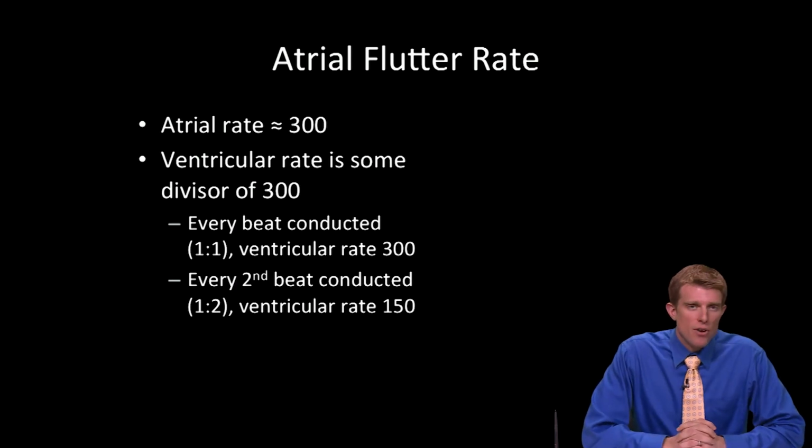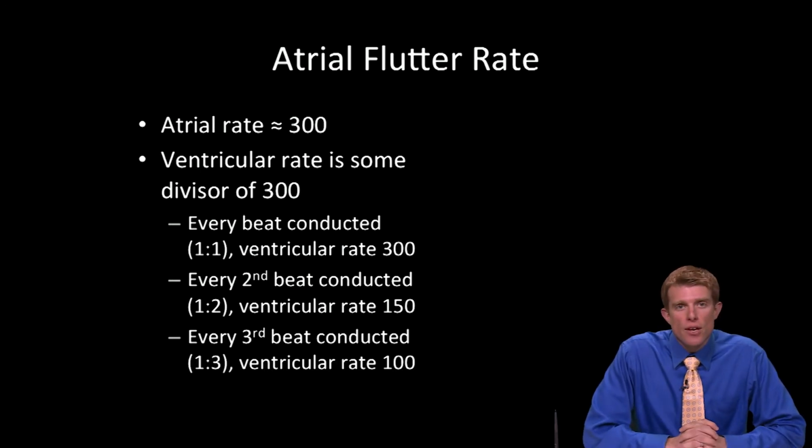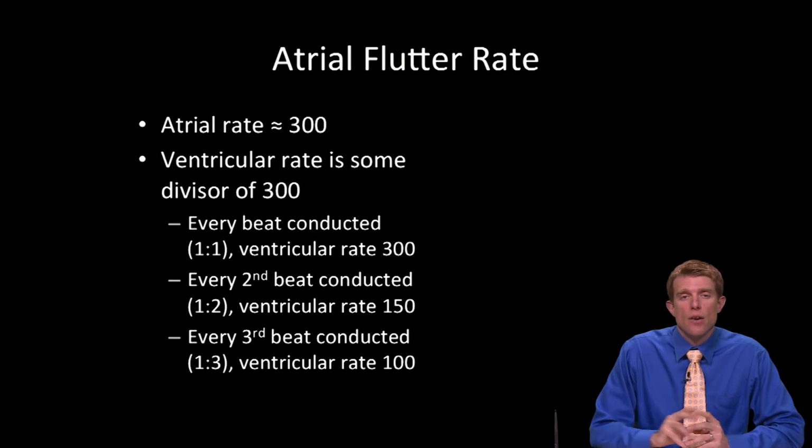So if the AV node is allowing conduction of every atrial impulse, you would have 1-to-1 conduction, and your ventricular rate would mirror your atrial rate, or it would be 300. That is infrequent though, and obviously that's not compatible with life if patients have a sustained rate of 300. So what we frequently see is some other divisor of 300. If every second atrial impulse is conducted, you'll see a ventricular response rate of 150. If every third atrial impulse is conducted, you'll see QRS complexes at a rate of 100.